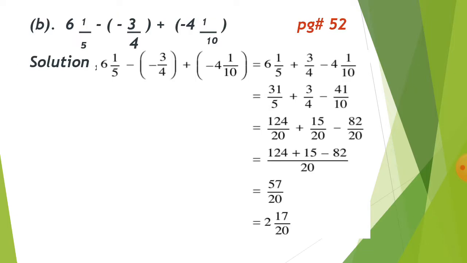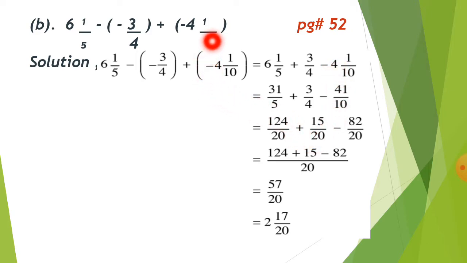Part B is there. Minus 6 into 1 over 5 minus 3 over 4 plus then minus into 1 over 10. It is also on page number 52. Solution is there. The same question has been repeated, and we are going to remove the brackets in the question. For these we have to multiply both signs. Minus will be plus and plus minus will be minus.